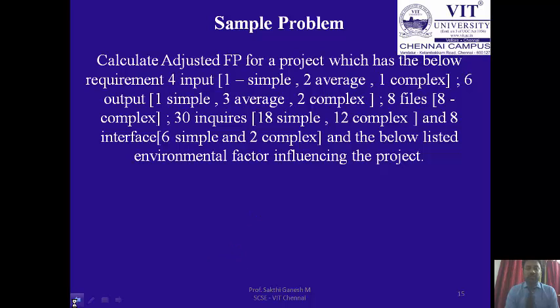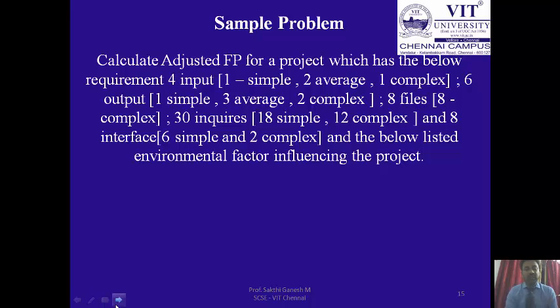We also have 6 outputs, divided into 1 simple, 3 average, and 2 complex. There are 8 files: simple 0, average 0, and 8 complex. Then 13 queries: 18 simple, 12 complex, and 0 average. And 8 interfaces: 6 simple, 2 complex, and 0 average. The following environment factors influence the project.